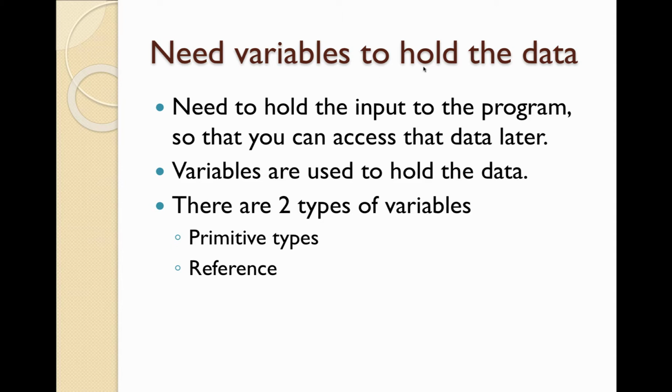So what do we need variables to hold? Our data. We need to hold the input to our program so that we can access that data later. This is what we call variables. There are two types of variables. There are primitive types and reference types.